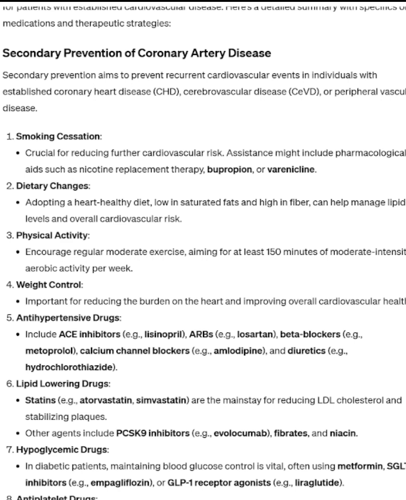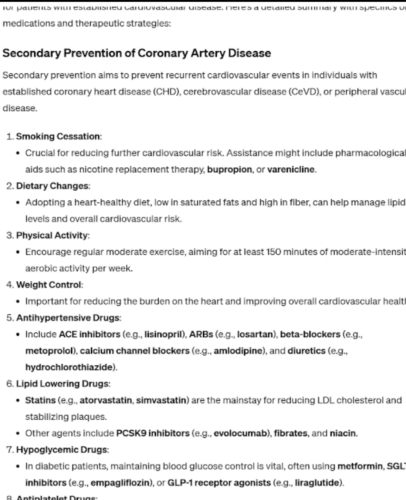2. Dietary changes. Adopting a heart-healthy diet, low in saturated fats and high in fiber, can help manage lipid levels and overall cardiovascular risk. 3. Physical activity. Encourage regular moderate exercise, aiming for at least 150 minutes of moderate intensity aerobic activity per week. 4. Weight control. Important for reducing the burden on the heart and improving overall cardiovascular health.